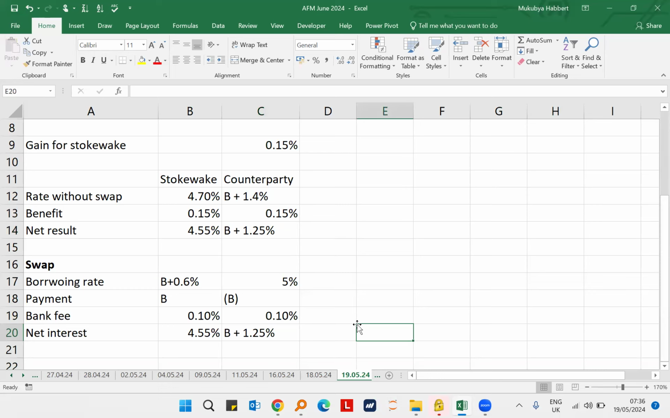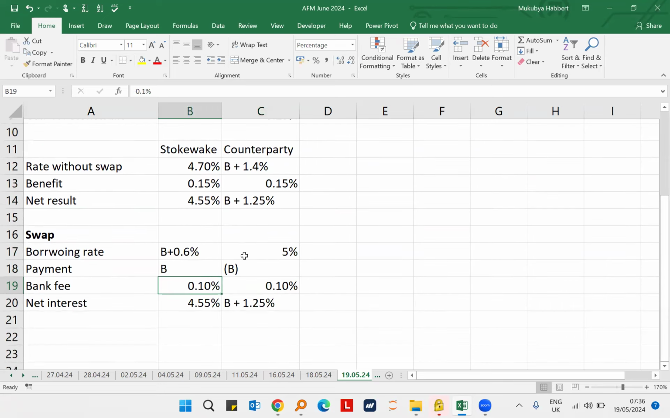So now this just shows you how the swap would work. So this person now will have base rate plus 1.25% as the one they're paying. This one will have to pay 4.55. So now what has caused this to be like this is that when this base rate goes away, you remain here with 0.6 plus 0.1, which becomes 0.7. So that is 0.7, but there's also the 0.15 benefit that comes.